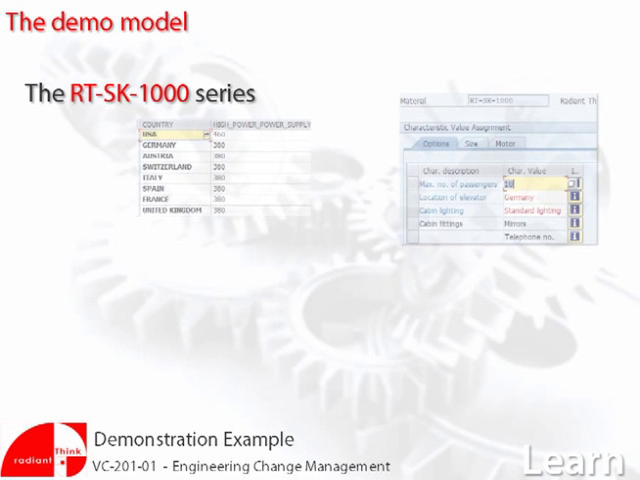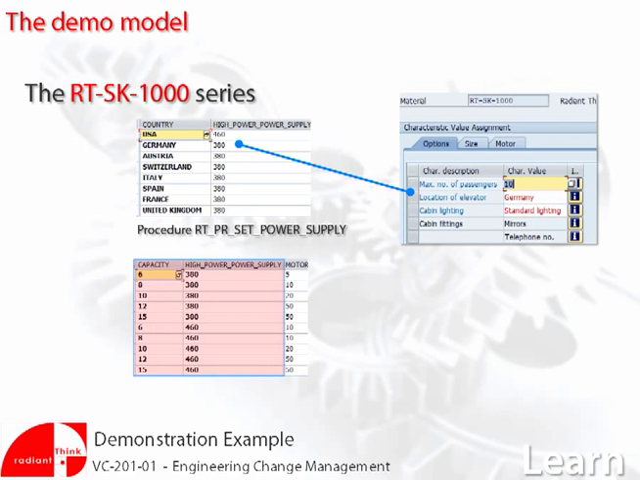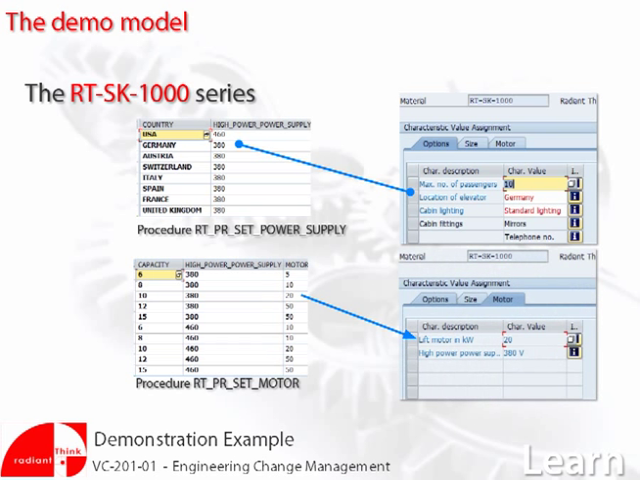The elevator has a motor size that is dependent on the country where it will be installed, as this determines the voltage required. Based on the voltage and the capacity of the elevator, the motor size is determined. The motor sizes are 5, 10, 20 and 50 kilowatts.